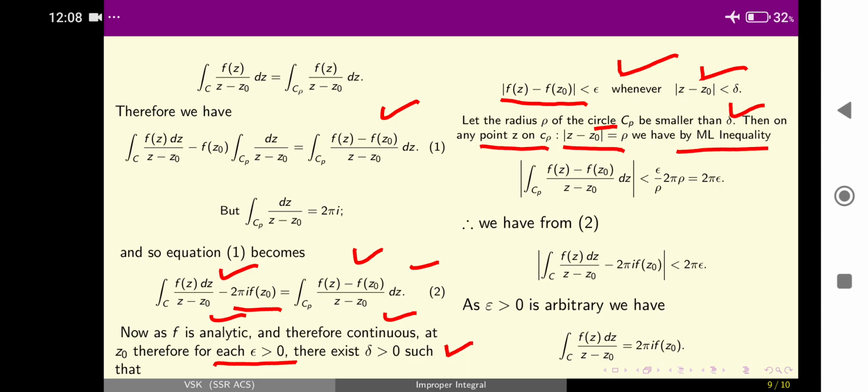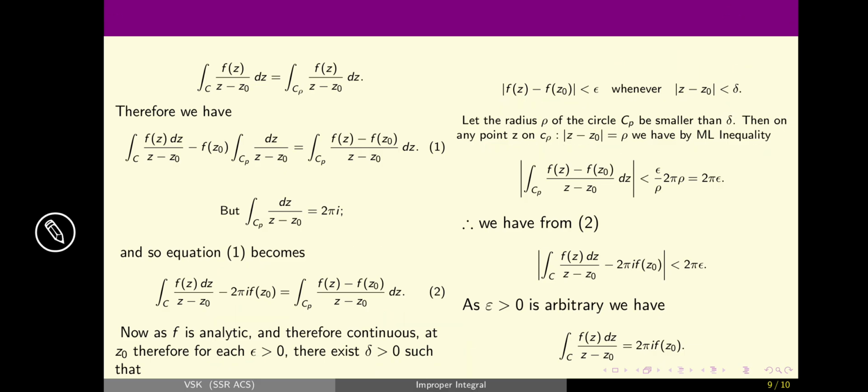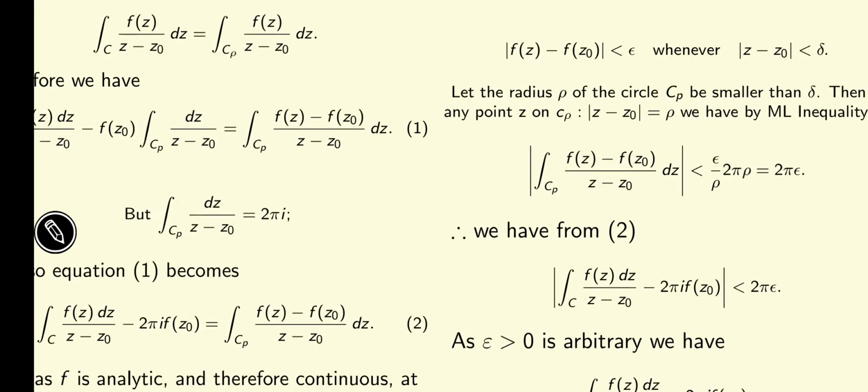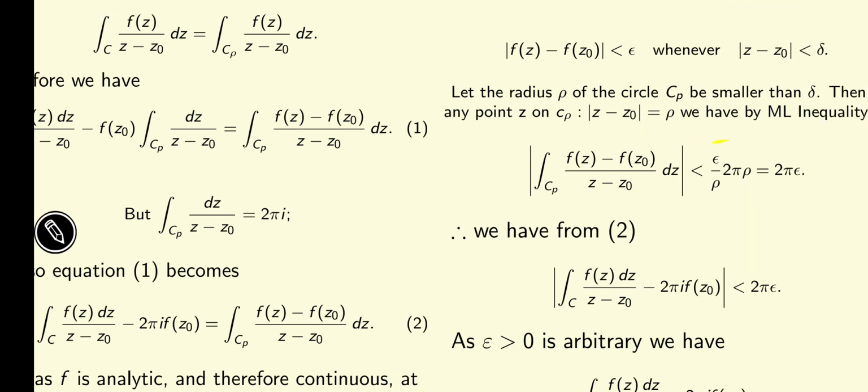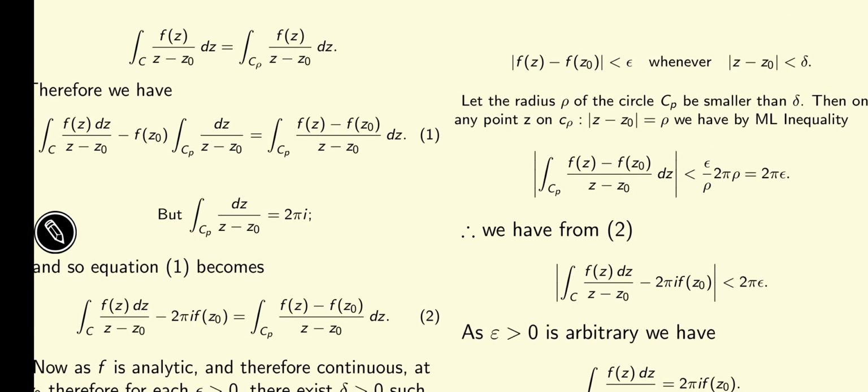So we have by the ML inequality that the modulus of the integration of f z minus f z naught upon z minus z naught over C rho is less than or equal to epsilon upon rho into 2 pi rho. Here epsilon upon rho works as M, and this is the length L. So this is equal to 2 pi epsilon.